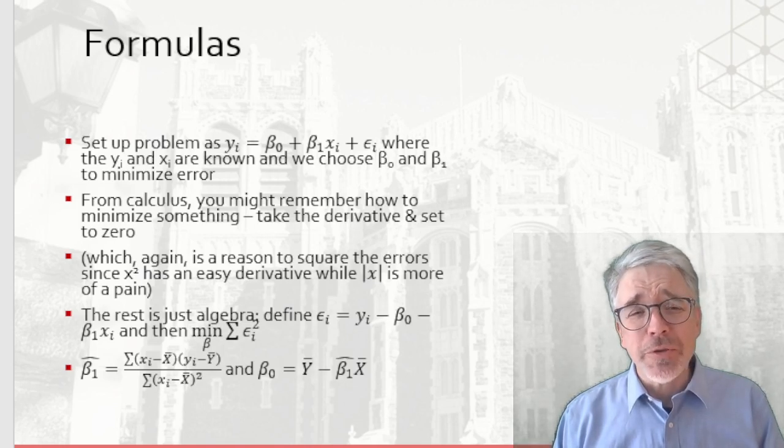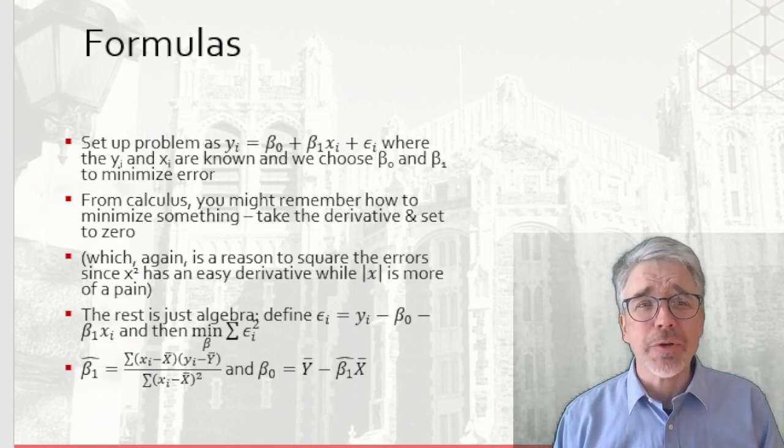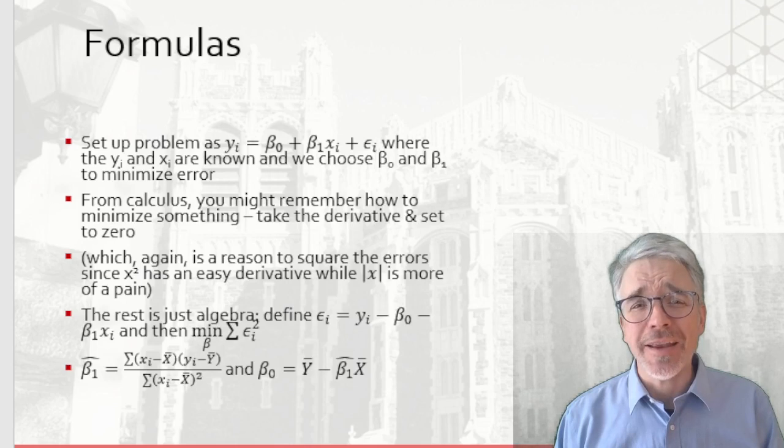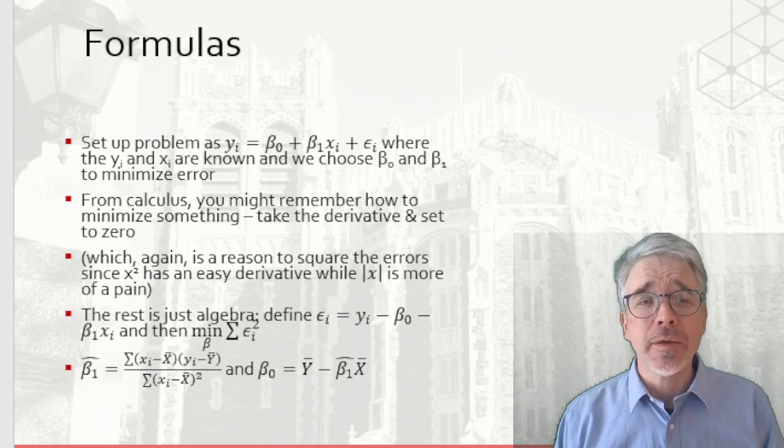We do have some formulas, though you don't really need to know them since, of course, the computer takes care of all that. But we'll talk a bit about how the formulas are derived. We have a simple problem set up as yi, that's a whole list of y values from 1 to n, and that's equal to beta naught plus beta 1 times xi plus some epsilon. The y and x are known, and we're going to choose beta naught and beta 1 to minimize the errors.